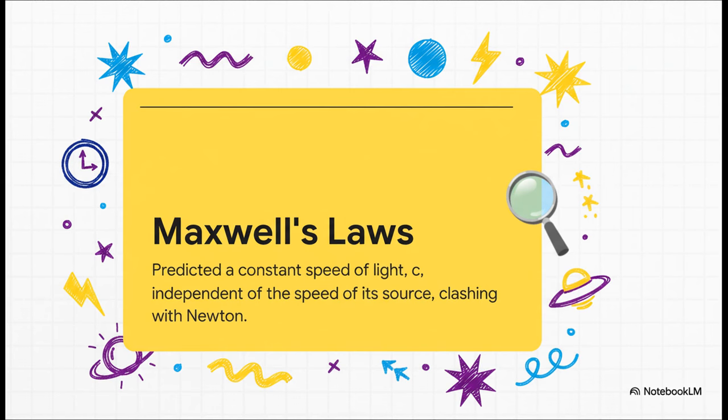Well, that's exactly what popped out of the equations of this genius, James Clerk Maxwell. He put together all the rules for electricity and magnetism, and buried inside them was an absolute bombshell. The speed of light, which we call c, is a constant. It doesn't care if you're in a rocket ship chasing it or running away from it. You will always measure its speed to be the exact same number.